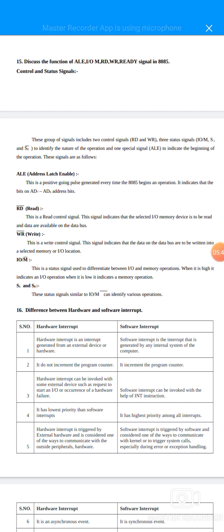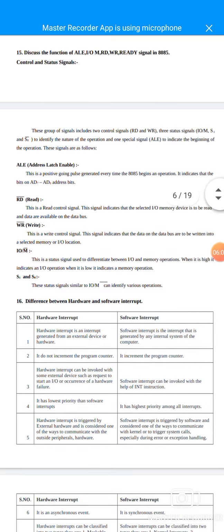Input output or memory, IO/M: this is a status signal used to differentiate between input output and memory operations. When it is high, it indicates an input output operation. When it is low, it indicates a memory operation. S1 and S0: these status signals, similar to IO/M, can identify various operations.